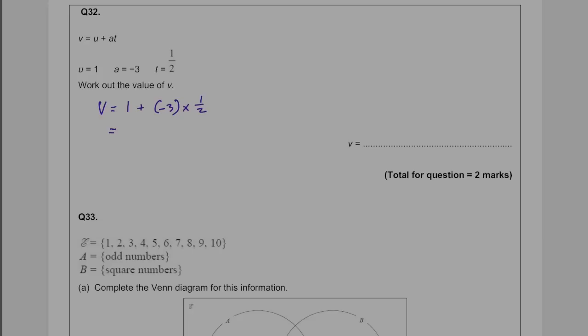So we do our multiplication first. So minus 3 times by half would be minus 3 over 2. So 1 plus minus 3 halves. And then 1 minus 3 halves, well, that's 1 take away 1.5. So that's going to be minus a half.